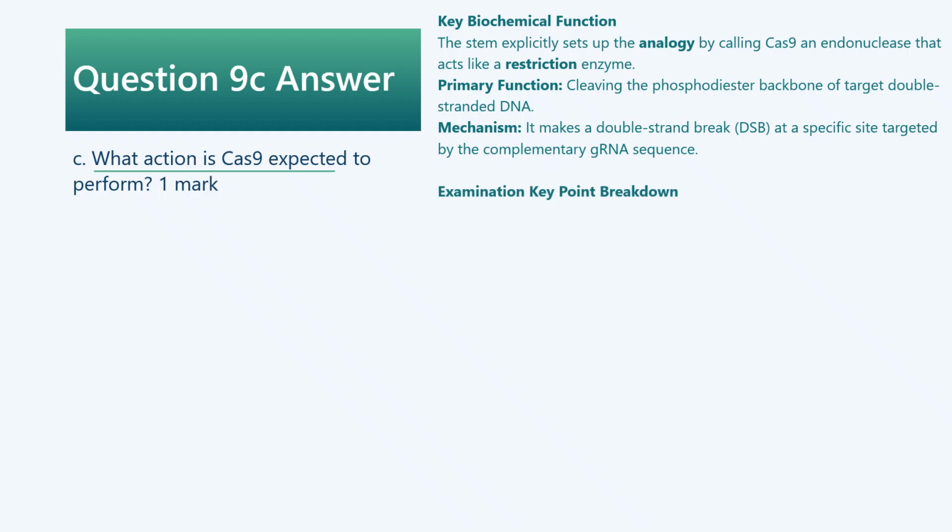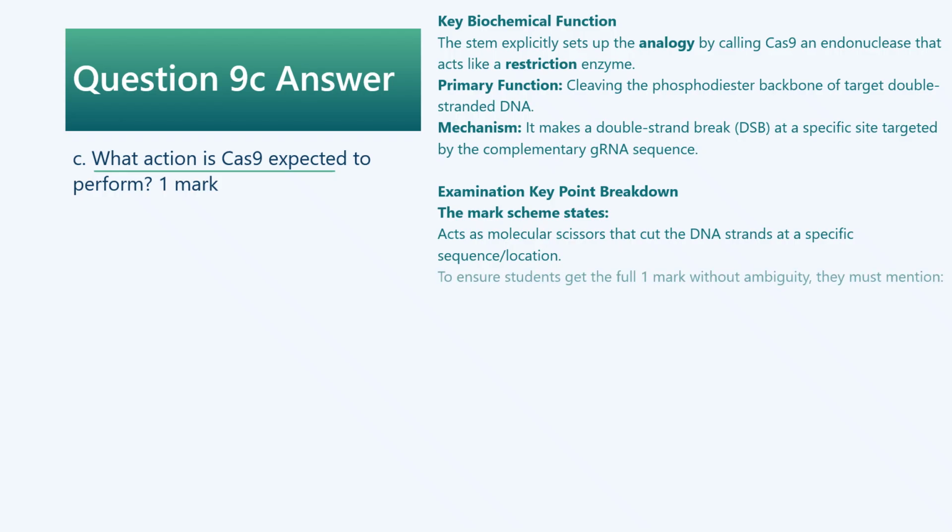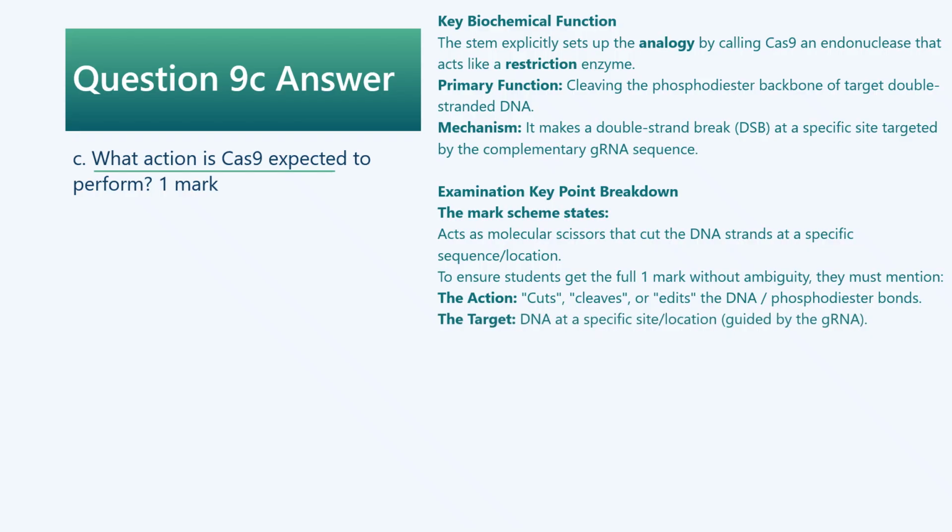2. Examination key point breakdown. The mark scheme states: acts as molecular scissors that cut the DNA strands at a specific sequence or location. To ensure students get the full 1 mark without ambiguity, they must mention the action, cuts, cleaves, or edits the DNA of phosphodiester bonds, and the target, DNA at a specific site or location, guided by the gRNA.